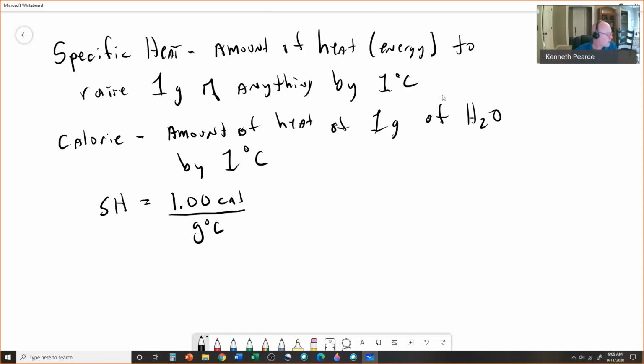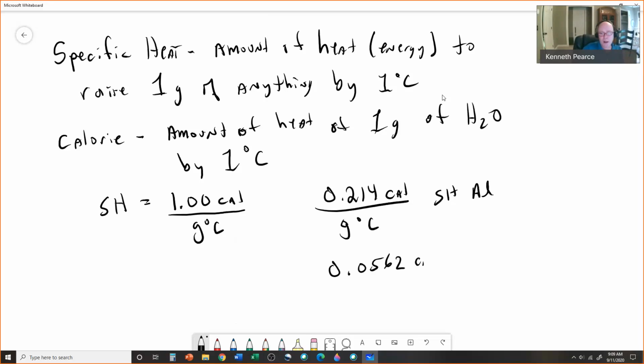And different things have different specific heats. And let me find a table here. Something like aluminum would be 0.214 calories per gram degrees Celsius, and this is the specific heat of aluminum. And you can have something like silver, which is 0.0562 calories per gram degrees Celsius, and that's for silver. So everything has a different specific heat.